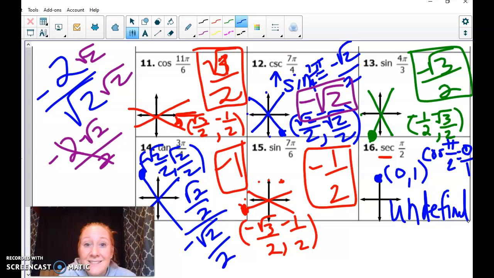There you go. That is the basics of the unit circle. The better you know it, the easier trigonometry will be for you.